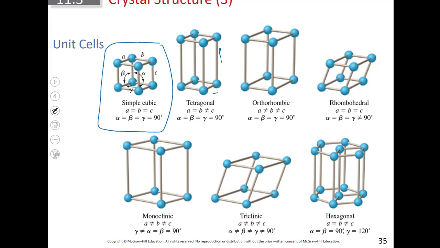In fact, the other shapes, although they're there, I'm not going to ask you to do anything with any of the other shapes. We're going to focus on the simple cubic because the math is a whole lot easier for that. We're getting a little bit into trigonometry here. So all sides are equal, all angles are right angles, 90 degrees. Nice and simple.